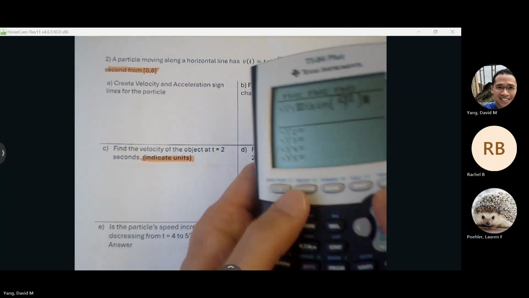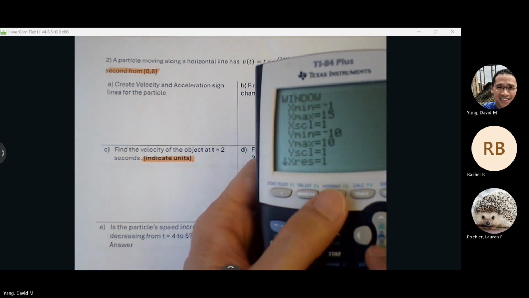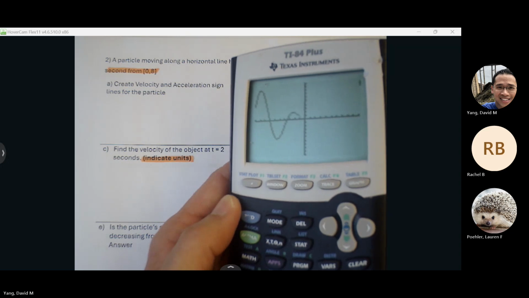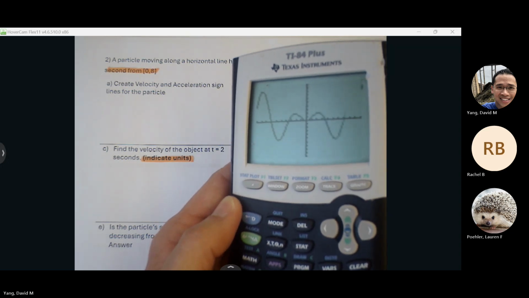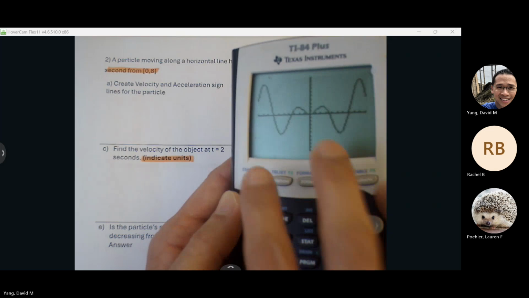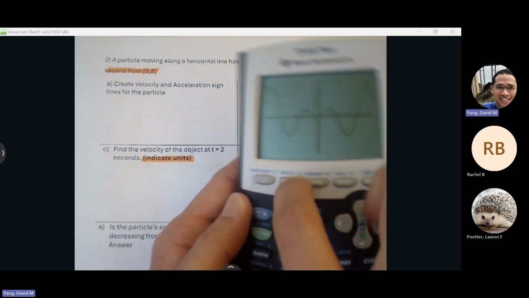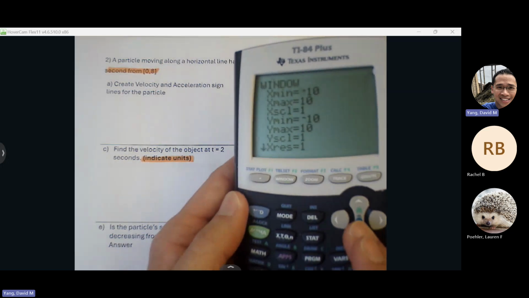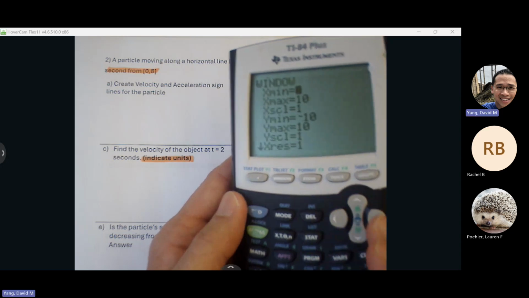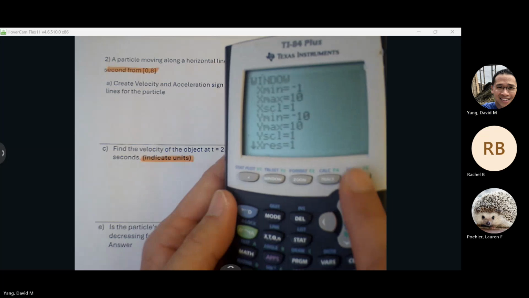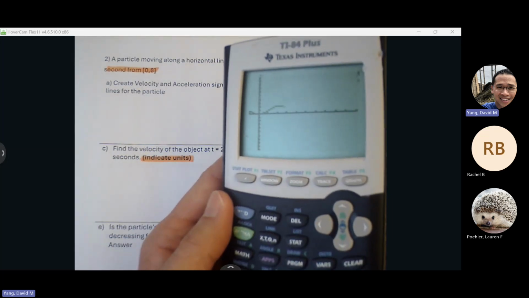Okay, I'm going to adjust my window. Well, I'll do Zoom 6 here. Pretty good here. I can adjust my window or I can do a box around this region. I'm just going to go to window and make it go from, I guess, from -1 to, you don't have to, I just don't want to have to see all of that on the left side if I don't have to, so it just makes it a little bit easier to trace.